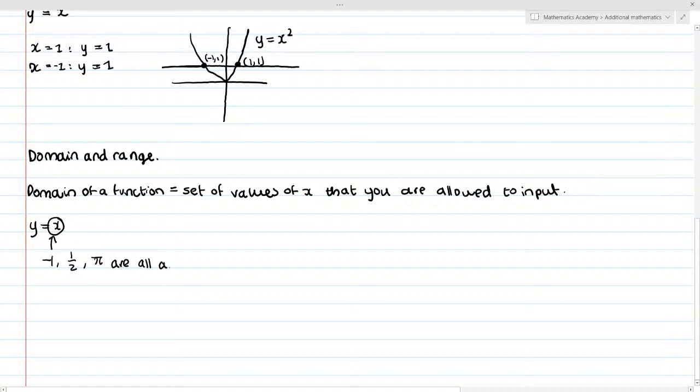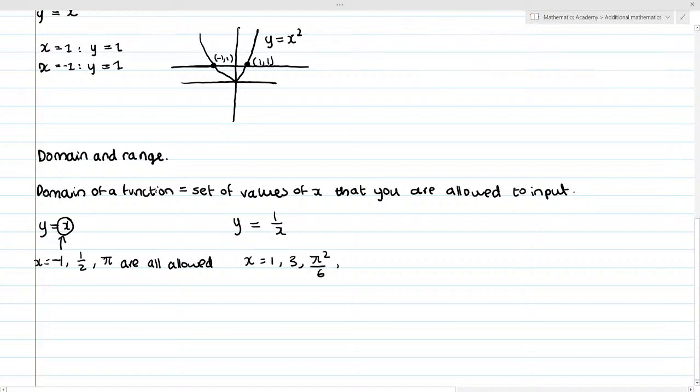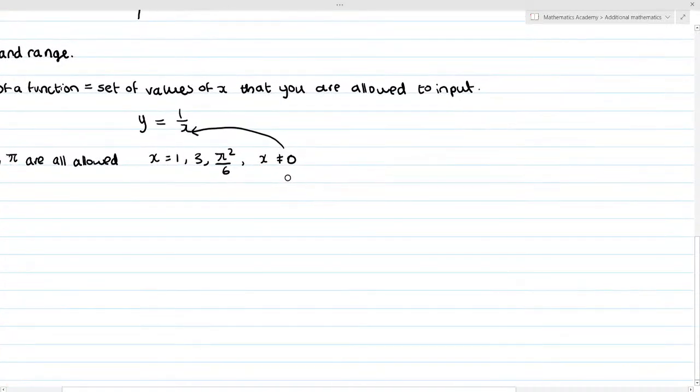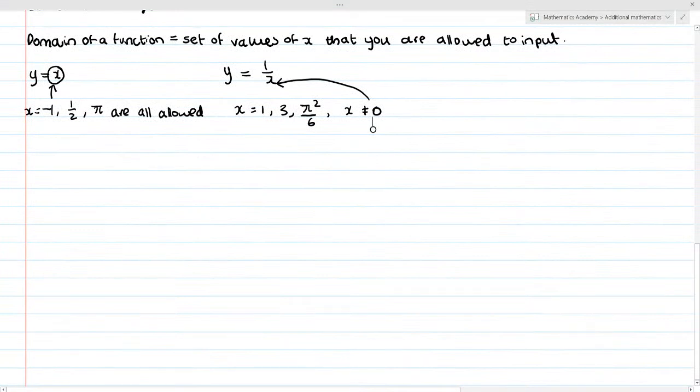However, if we look at a function like y equals 1 over x, then yes, you can input 1 and 3 and pi squared over 6. All of that is allowed, but you cannot input 0. So 0 is not allowed. Why? Because if you plugged in 0, you would get y is equal to 1 over 0, which is of course an asymptote, and y doesn't reach that value. Okay, so you can't plug in the value x equals 0. So that's the domain of a function.